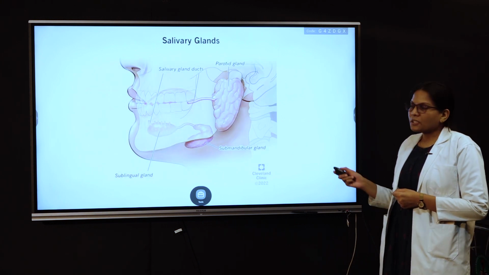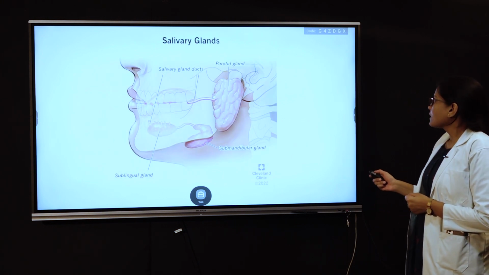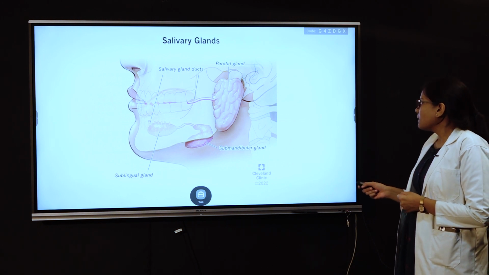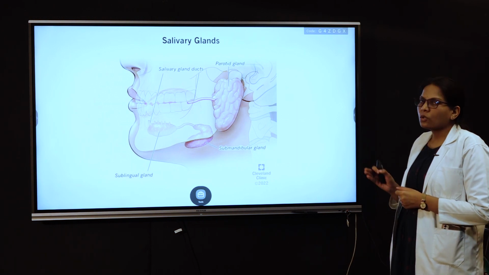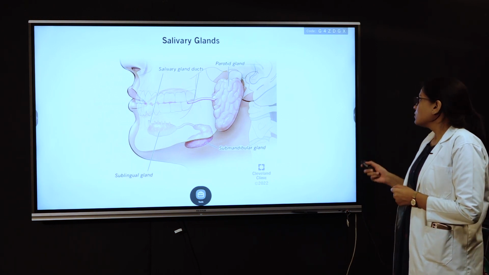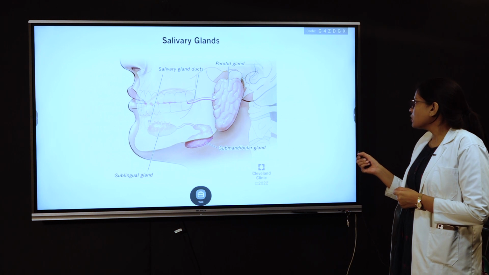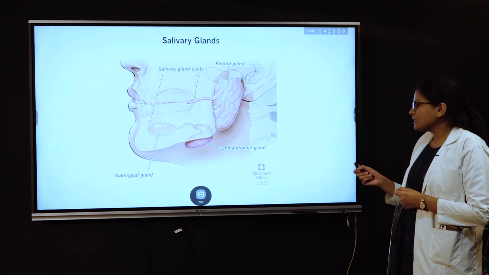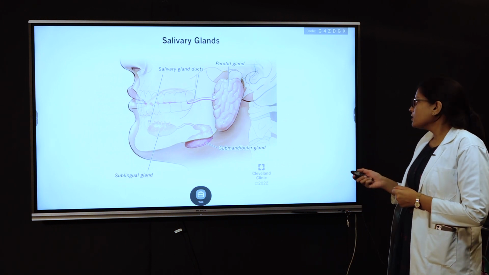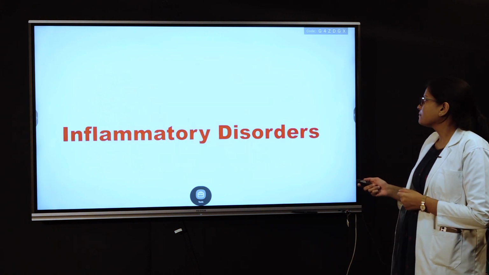So this is a pictorial representation of your salivary gland. This is a parotid gland, submandibular gland and sublingual gland, the secretions of which are carried into the oral cavity by means of a duct. So the duct transmitting the secretions of parotid gland is called your Stenson's duct, and the submandibular gland secretions are transmitted to your Wharton's duct, which is located beneath the base of the tongue.